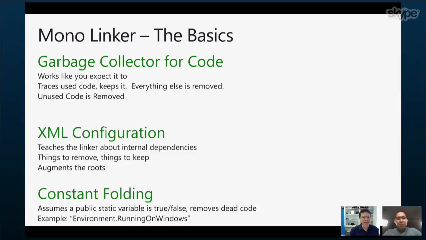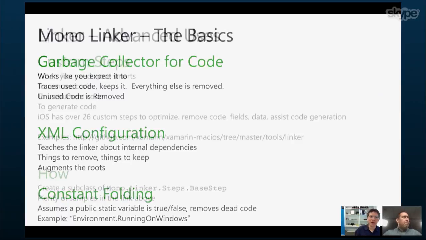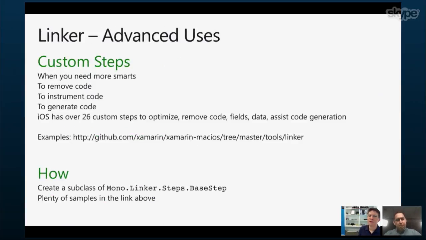I won't get into the details, but there's a couple of very interesting features. You can inform the linker, hey, this static variable called environment running on Windows, assume that it's true or assume that it's false, and it will perform that code elimination for you. But additionally, you can implement your own steps. You can teach the linker what to do. So let me show you what we do in iOS.